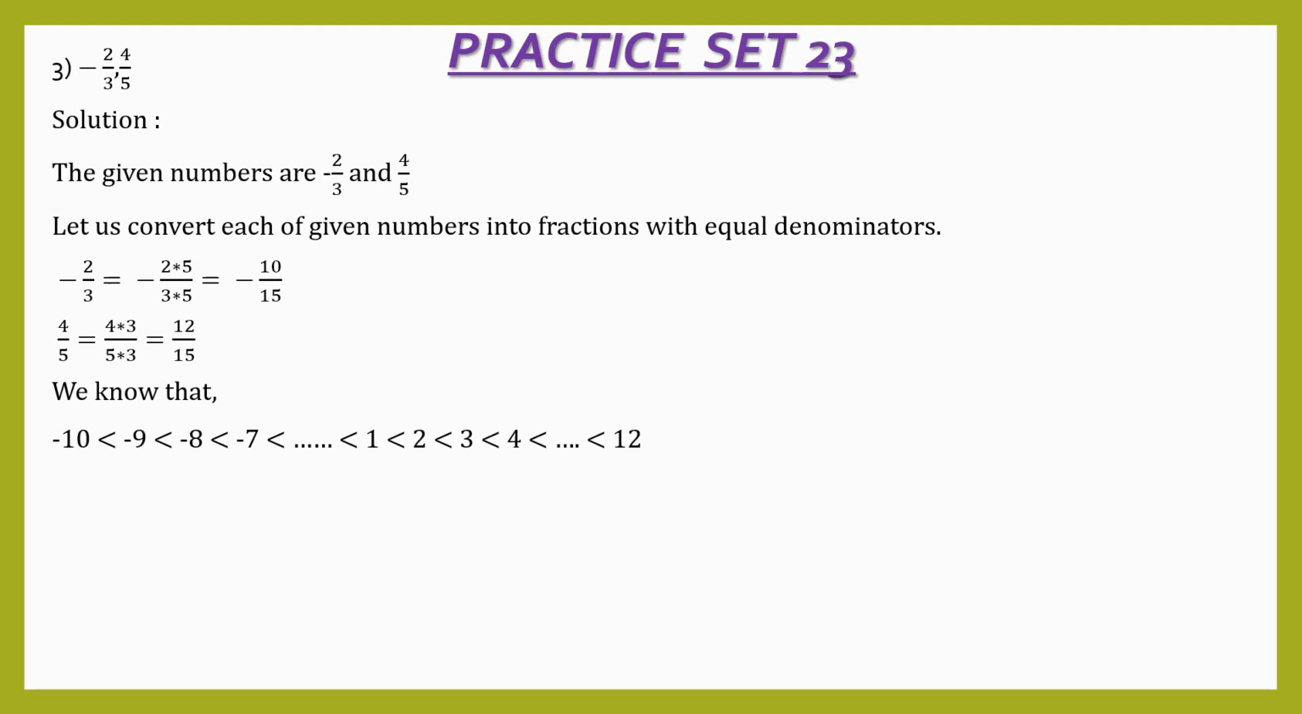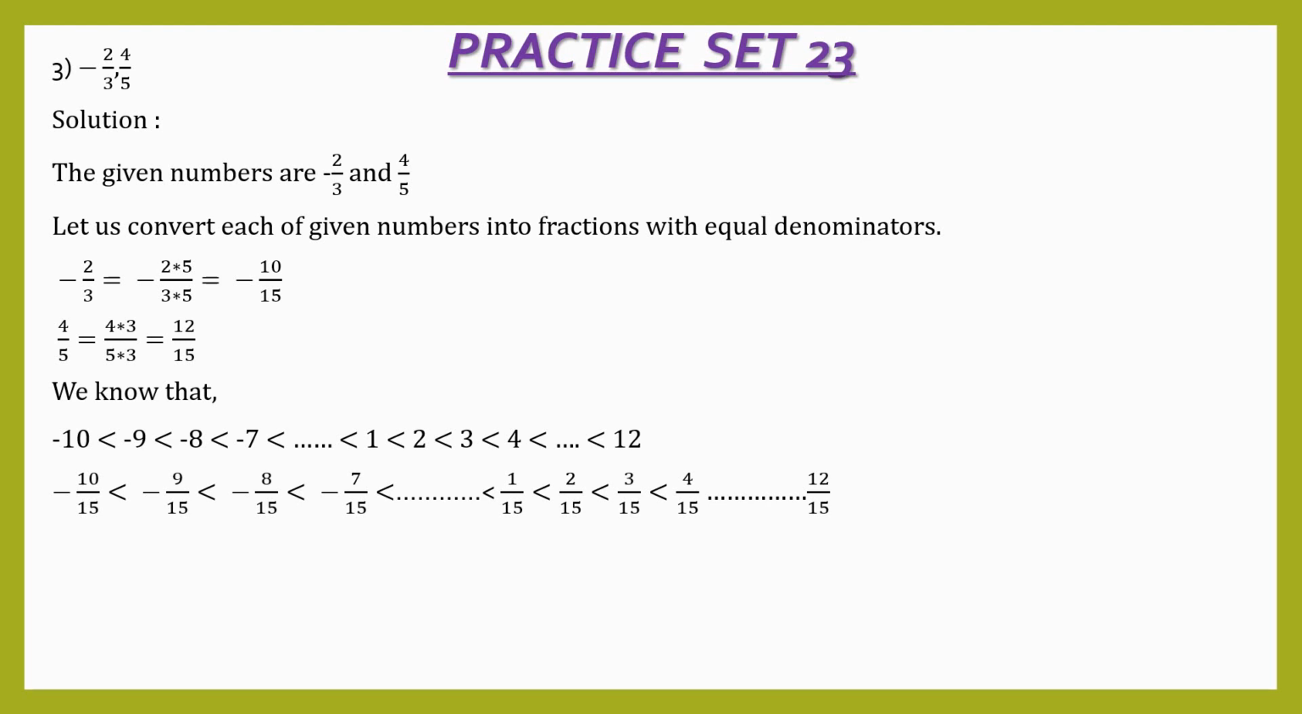Now, next thing we are going to do is divide all the numbers by 15. So it will look like minus 10 upon 15, which is less than minus 9 upon 15, which is less than minus 8 upon 15, which is less than minus 7 upon 15, and it goes on to 1 upon 15, which is less than 2 upon 15, which is less than 3 upon 15, which is less than 4 upon 15, that goes on to less than 12 upon 15.